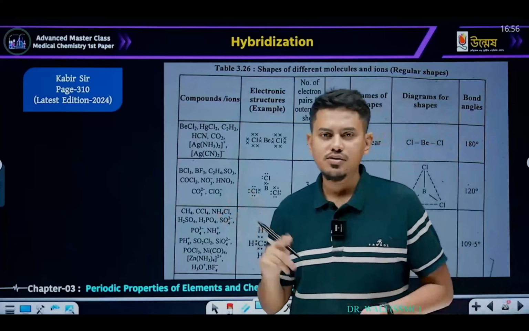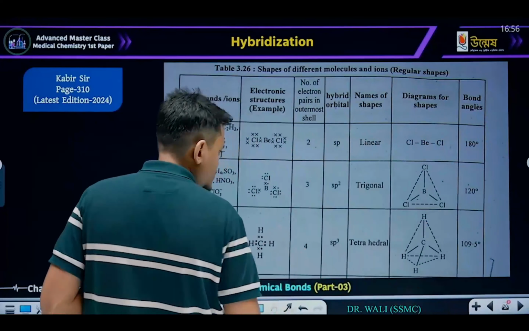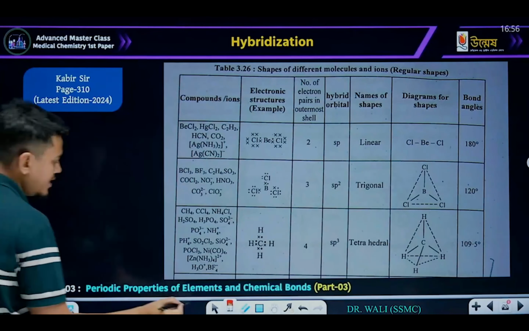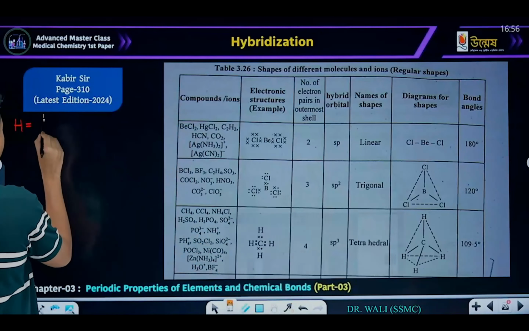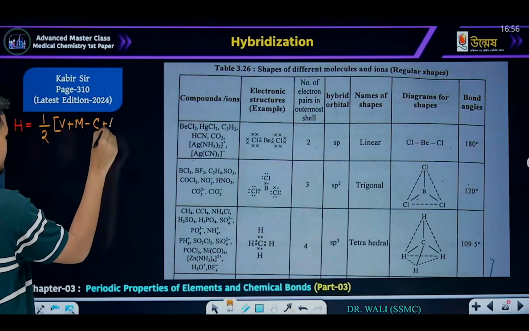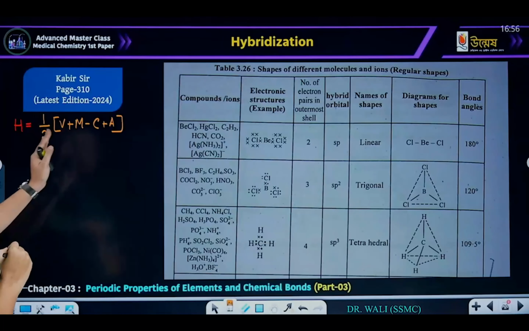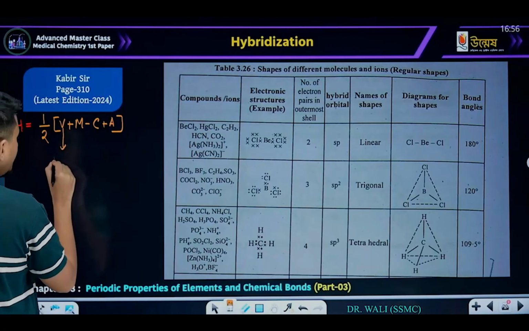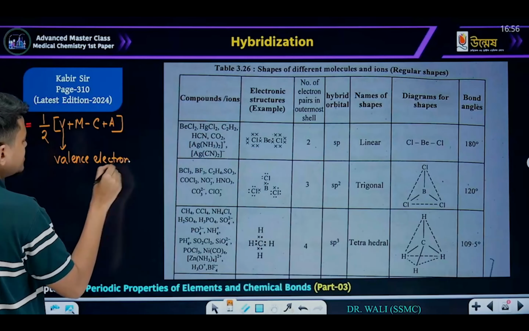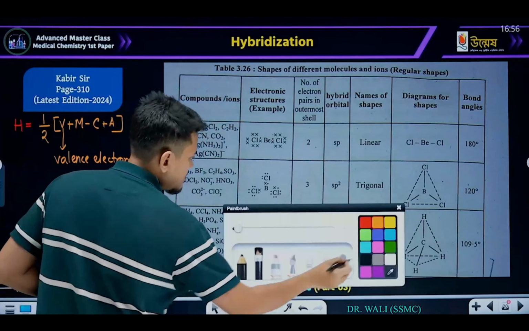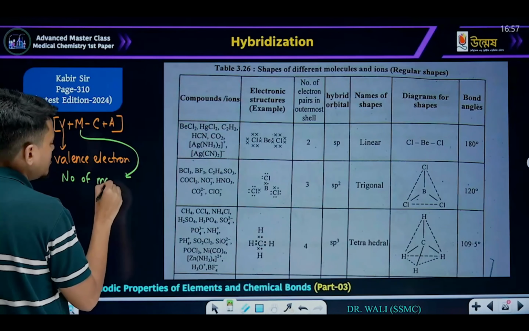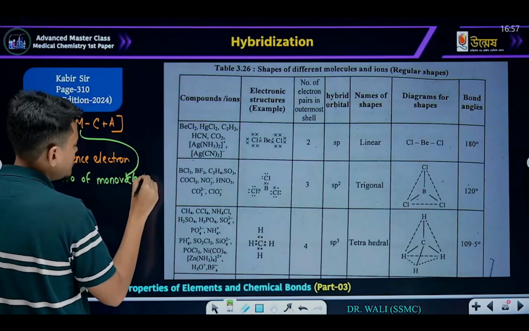Now, regarding hybridization, let me summarize first. We have to practice a lot regarding hybridization, and we have two options to determine hybridization. We can determine hybridization by using a formula: the number of hybrid orbitals will be equal to half into V plus M minus C plus A. V means valence electrons, so the number of electrons present in the valence shell of the central atom. M corresponds to the number of monovalent atoms.